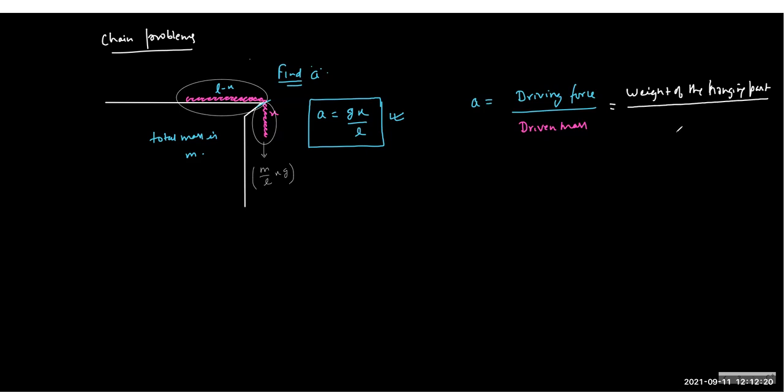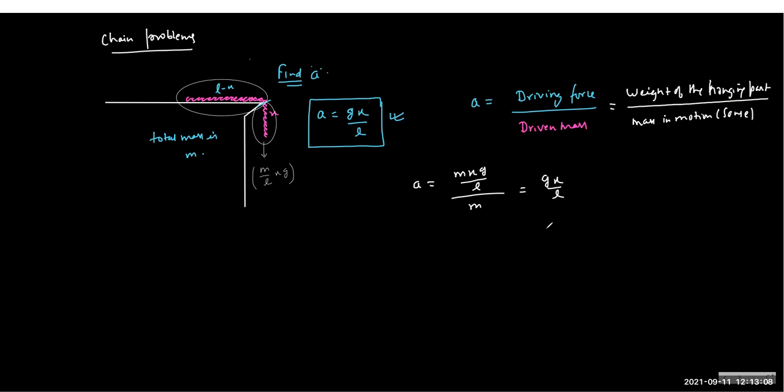Now, driven mass means whatever is moving, so the mass which is in motion. And therefore, if you apply the idea of driving force upon driven mass, you can see that the driving force is mxg by L, and the mass to be driven is the entire mass. So we can just write it as M. And therefore, this will give you the answer gx by L.